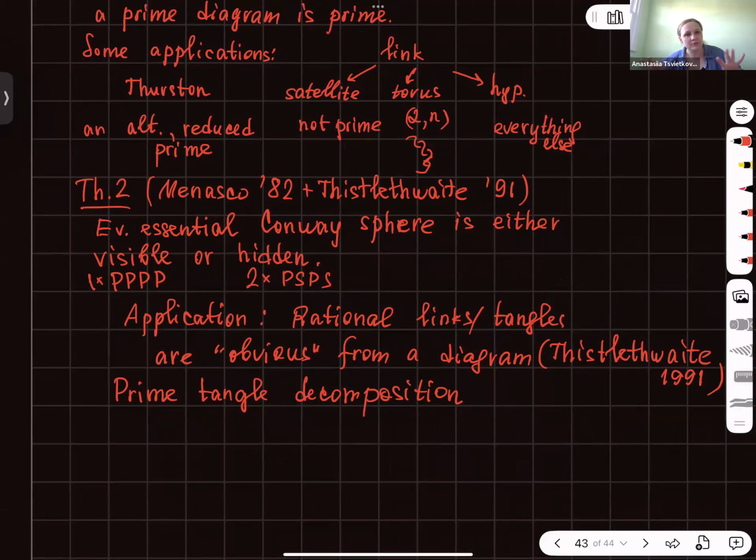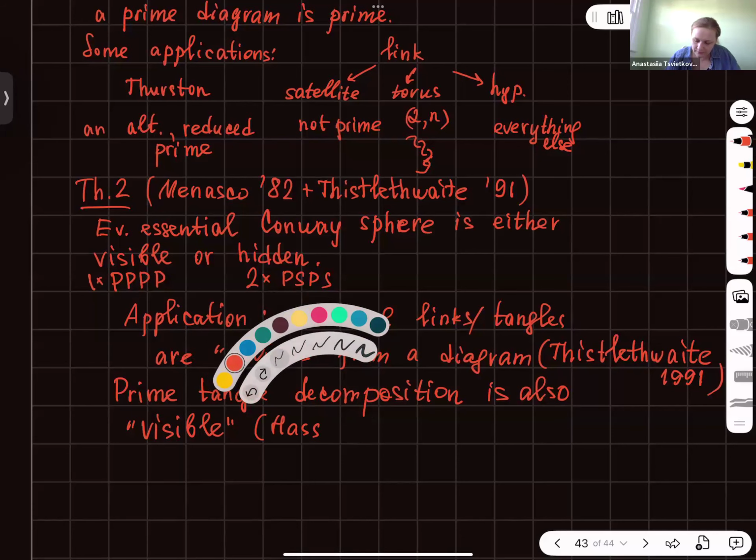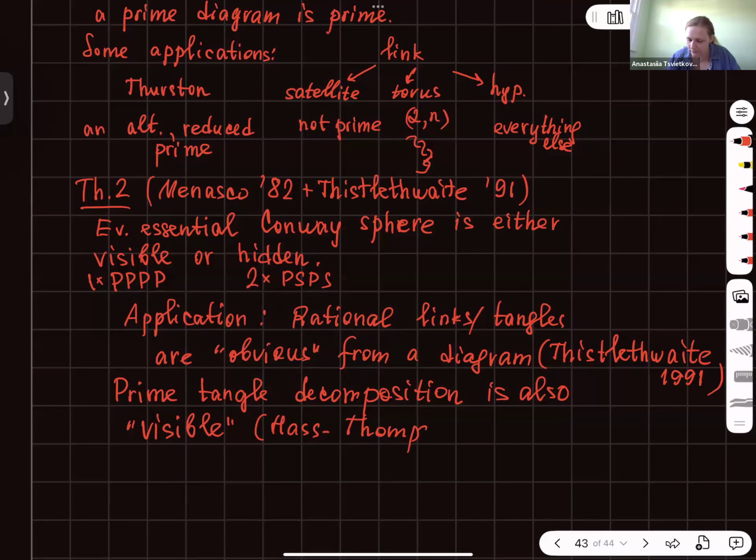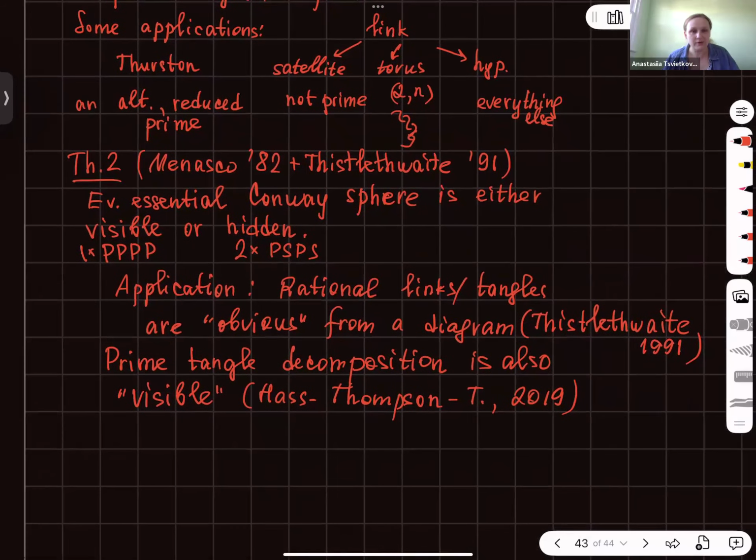So decomposing your link into prime tangles, this is something that was asked back in the day by Lickorish and Kirby. What if knots and links are built from those kind of building blocks called prime tangles? So prime tangle decomposition is also visible from an alternating diagram. So this is also maybe pushing this theorem further, and this later work by us, with Joel Hess, Abby Thompson, and I think it was 19. And these are just some applications of these classical theorems in knot theory.